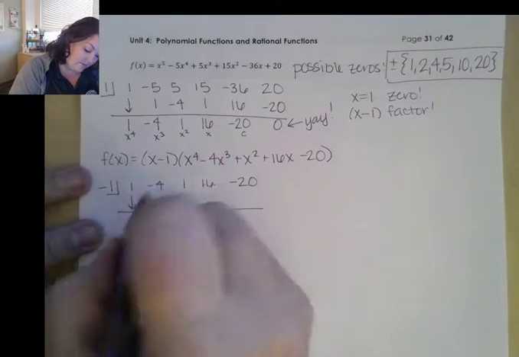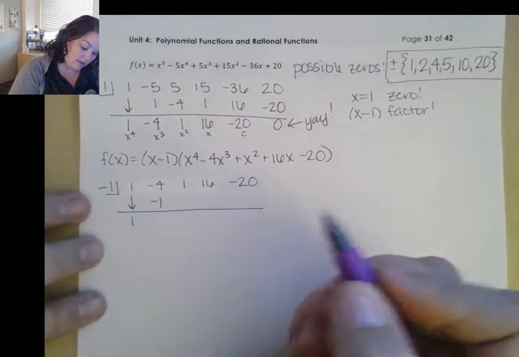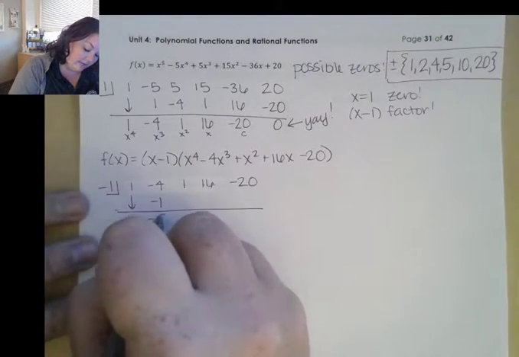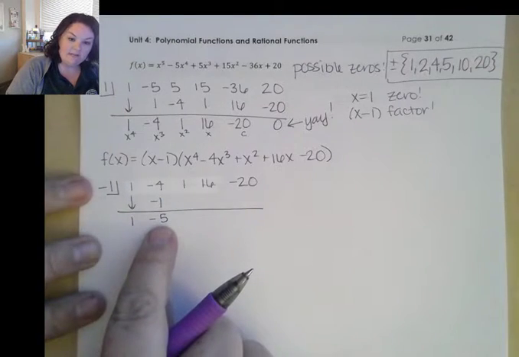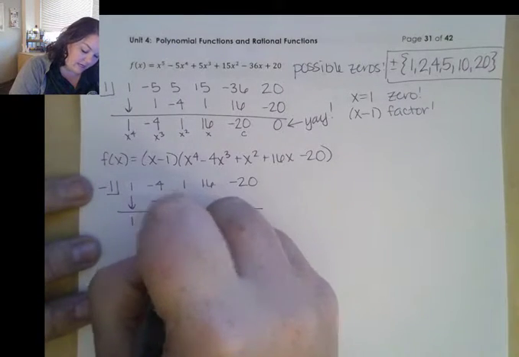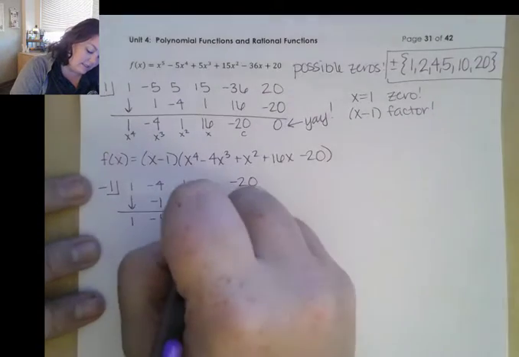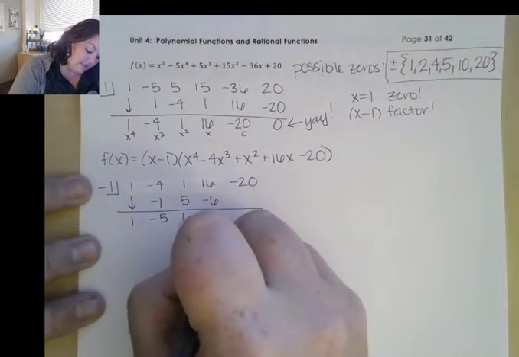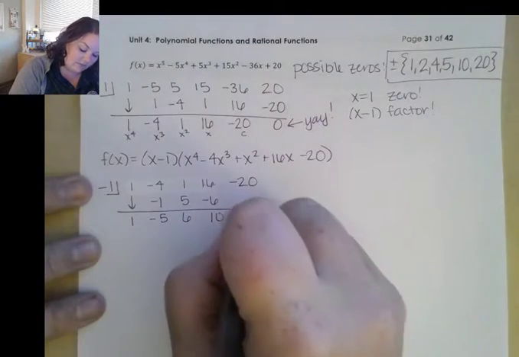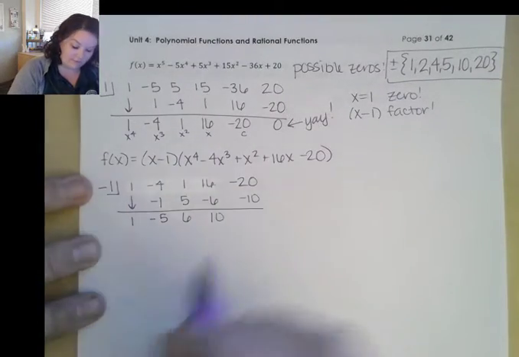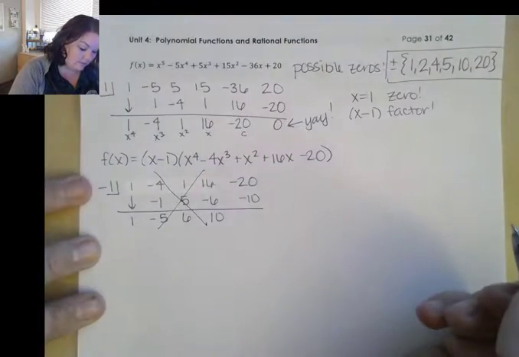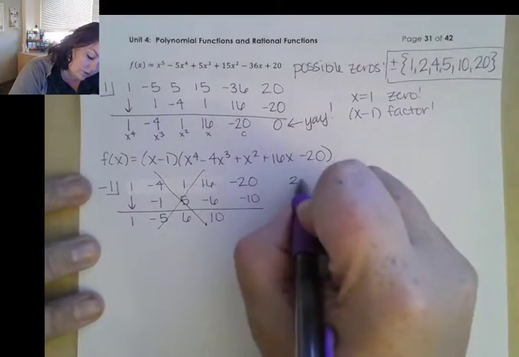1 times the -1 in my box is -1, which gives me -5. -5 times the -1 in my box is 5, which gives me a 6. 6 times -1 is -6, which gives me 10. 10 times -1 is not going to give me a 0, right? That didn't work. All right, let's try 2.